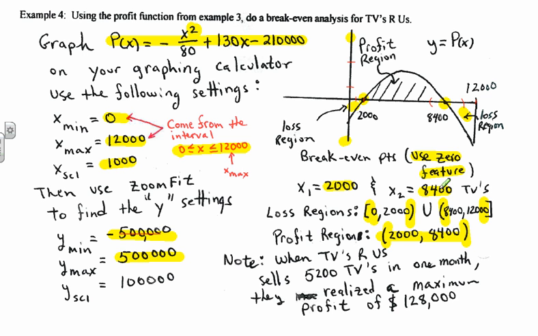We stated the break-even points, we stated the loss regions, and we stated the profit regions. One final note: I can use the maximum feature of the calculator, just the way the zero feature works, and I can determine the maximum profit for this company in a given month. It turns out that the profit, meaning the y coordinate of this top point, the vertex, occurs at 5,200.